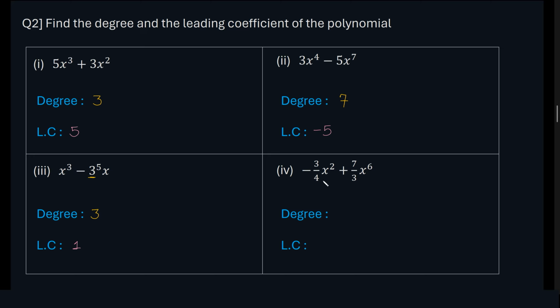Fourth, negative 3/4 x squared plus 7/3 x to the power of 6. Here the highest power is 6, so the degree is 6, and the leading coefficient is 7 over 3.